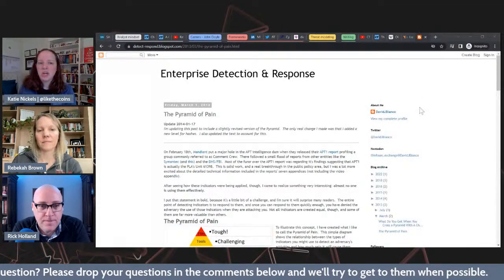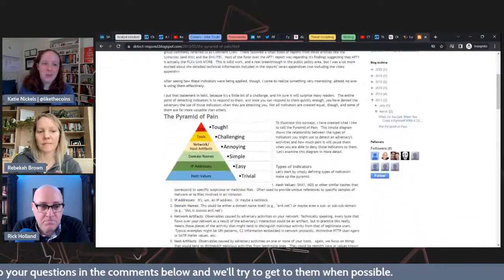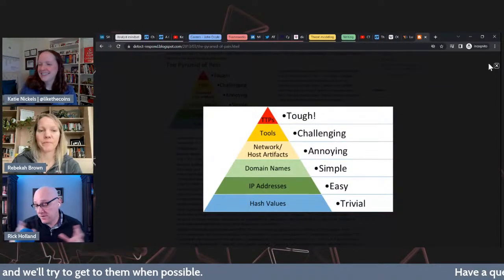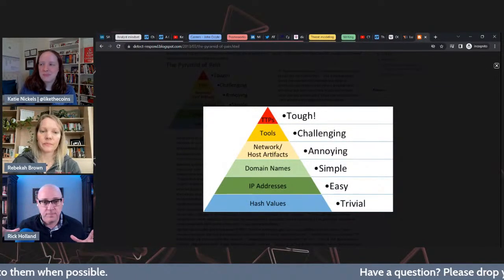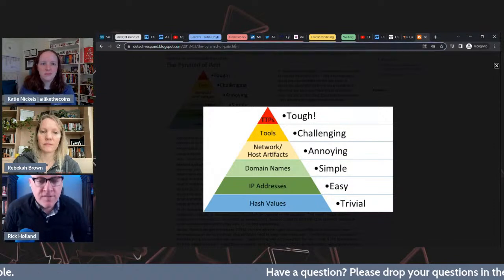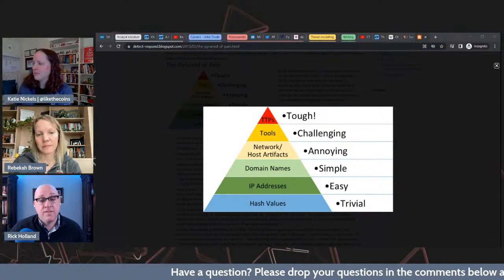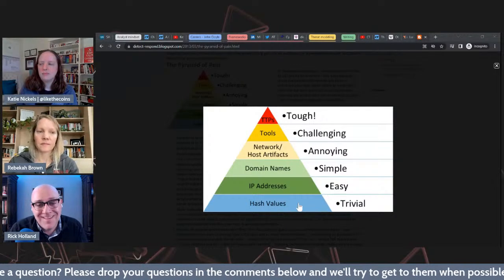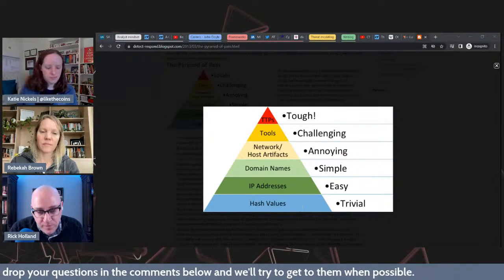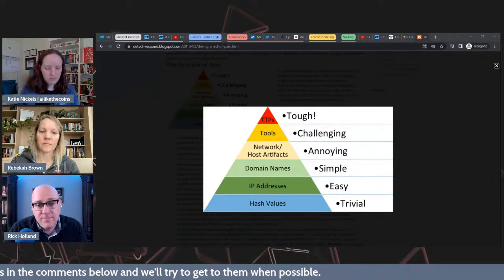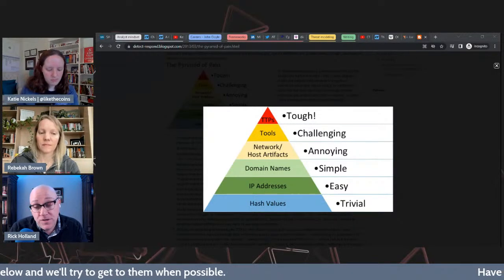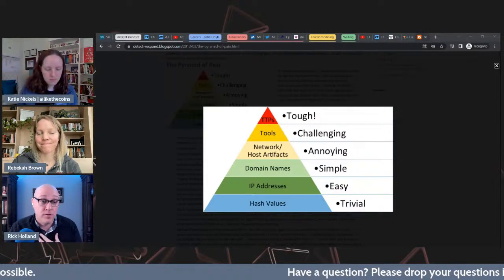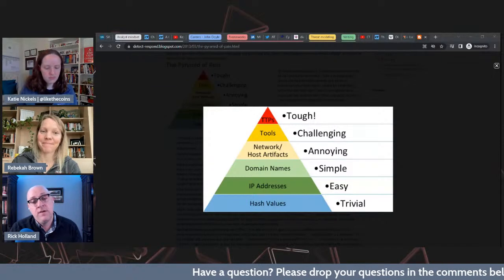Who wants to explain the pyramid of pain? I can if you don't want to. It's very interesting because, going back to your question about the years of the CTI Summit, when we first came onto the CTI Summit, a lot of the talks were at the bottom of this pyramid. Basically what it's saying is the higher up you go in the pyramid, the more difficult you make it for the adversary to accomplish what they're trying to achieve. I'd also say the higher you go up, the more difficult it is for defenders to detect adversary activity.